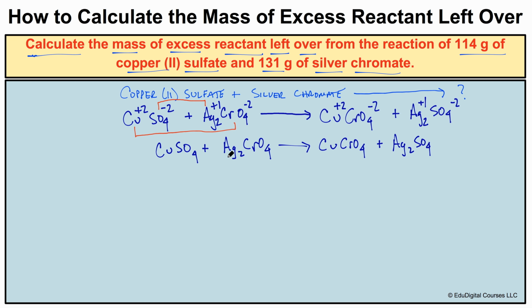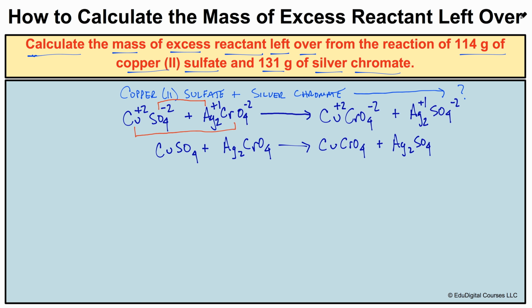We have 2 silvers here. We have 2 silvers here. We have 1 chromium on the left and we have 1 chromium on the right. So it looks like our chemical equation is in fact balanced. So now that we know that our chemical equation is balanced, we can actually start the stoichiometry process.